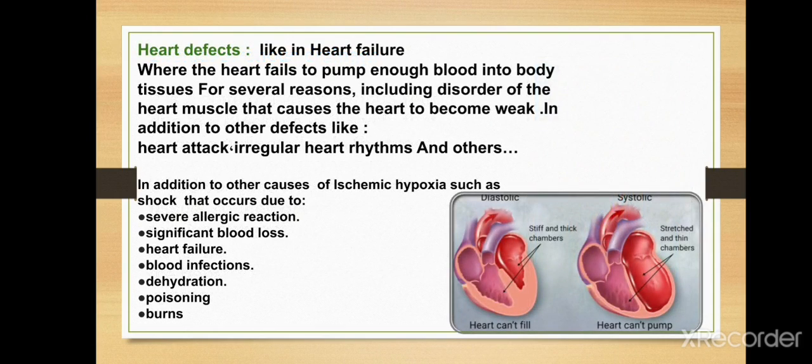Heart defects, like in heart failure, where the heart fails to pump enough blood into the body tissue for several reasons, including disorders of the heart muscle that cause the heart to become weak, in addition to other defects like heart attack, irregular heart rhythms, and other. In addition to other causes of ischemic hypoxia, such as shock that occurs due to severe allergic reaction, significant blood loss, heart failure, blood infections, dehydration, poisoning, and burns.